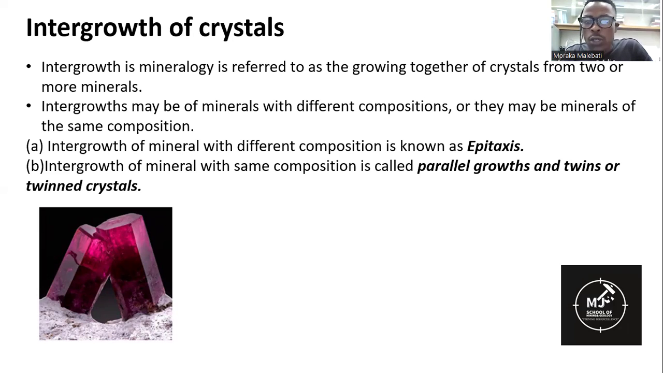So when the crystals are growing together, and we say they are twinning, that is what you call intergrowth. Intergrowth may be of minerals with different composition. If it's of different composition, we call that epitaxis. If it's of the same composition, we call that parallel growth and twinned crystals. So you can see these crystals are intergrown, or growing together.